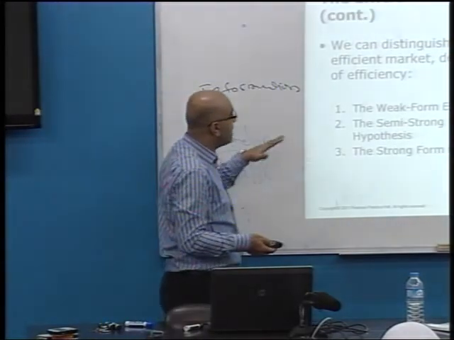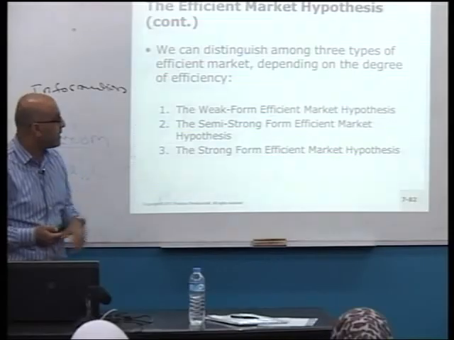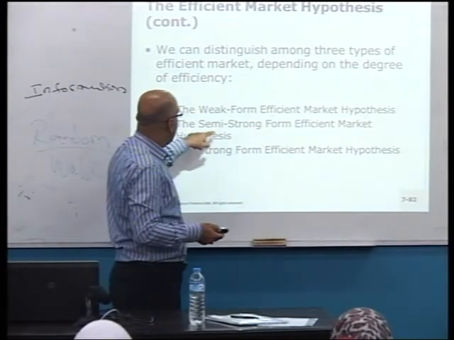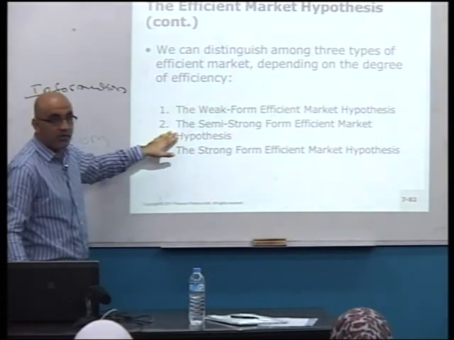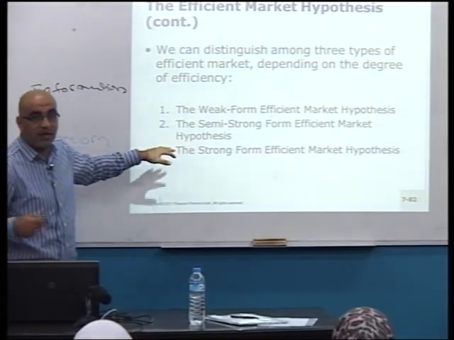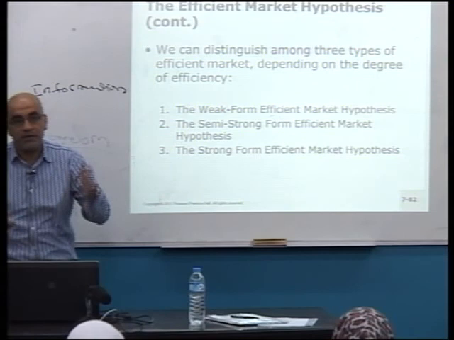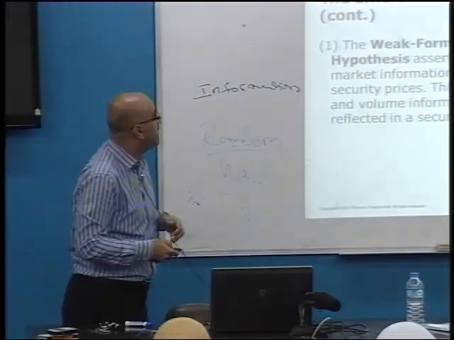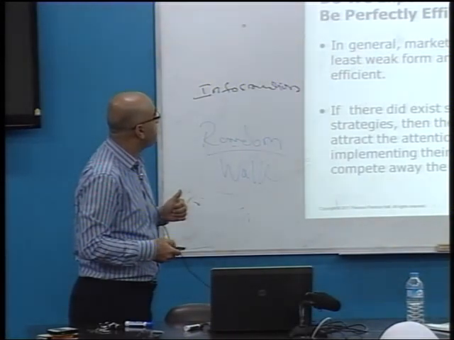We can categorize efficient markets into three levels: weak form, semi-strong, and strong. The weak form reflects the historical prices. The semi-strong reflects the fundamental and publicly available information. The strong market reflects all of the information, including the private information.